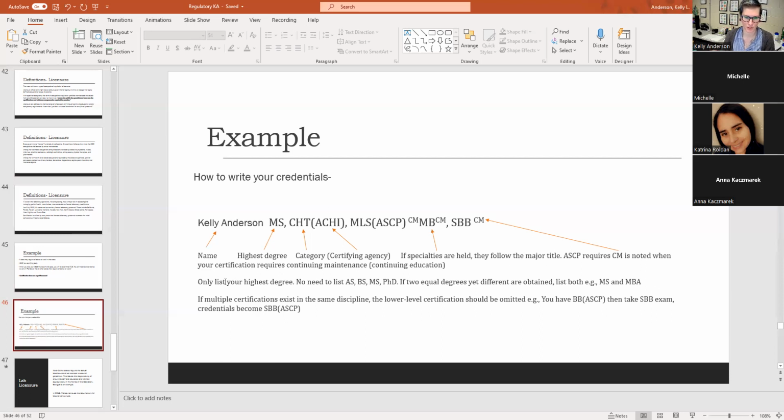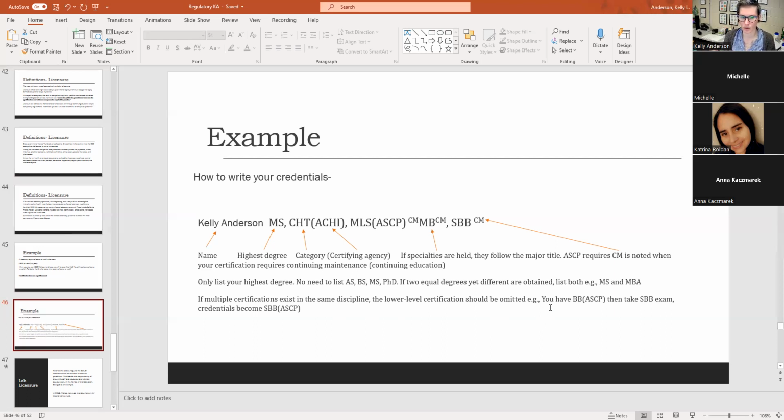And then just to be more specific, only use your highest degree. You don't need to put every little degree you've ever had, so just pick your highest one. If you have two equal degrees, but they're different, you can list both. So if you have an MS and an MBA, they're different, and those may matter differently to different people that you talk to, so you can list both of those. And then if you have multiple certifications in the same discipline, just remove the lower certification.